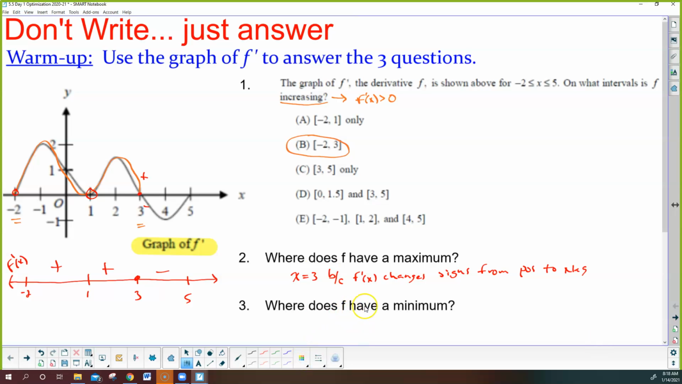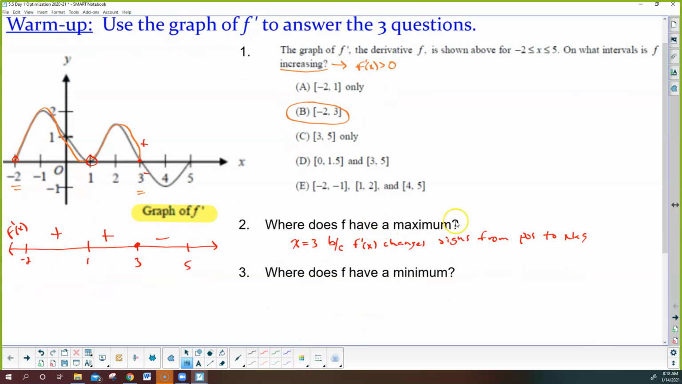All right, and then kind of the same justification, when do we have a minimum? We have a minimum when we go from negative to positive, and I don't have that here. I don't go from negative to positive, so f does not have a minimum.